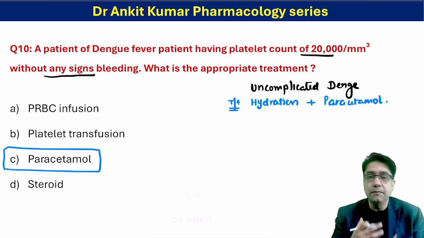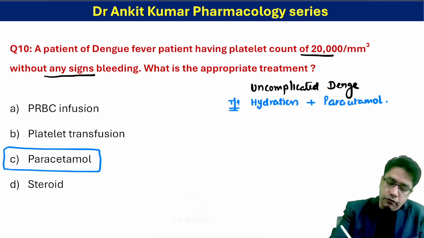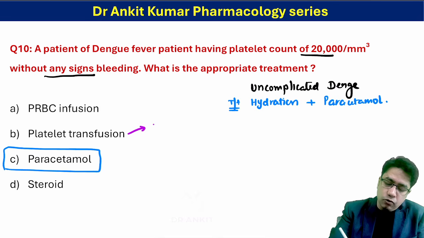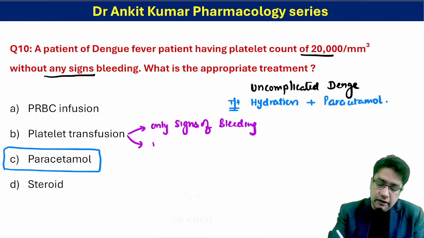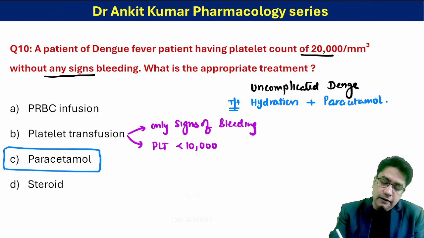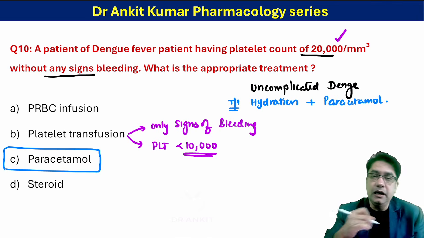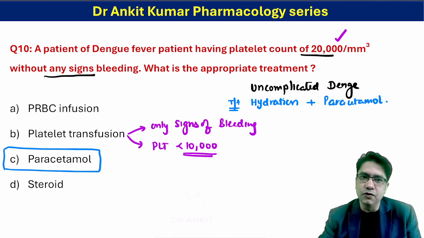But remember, what about other options? What about platelet transfusion? Platelet transfusion is only given if the patient is having any signs of bleeding. And if the patient is having no signs of bleeding, we only give platelet transfusion if the platelet count is less than 10,000. But in our question, the platelet count is 20,000. So here we will not give platelet transfusion.